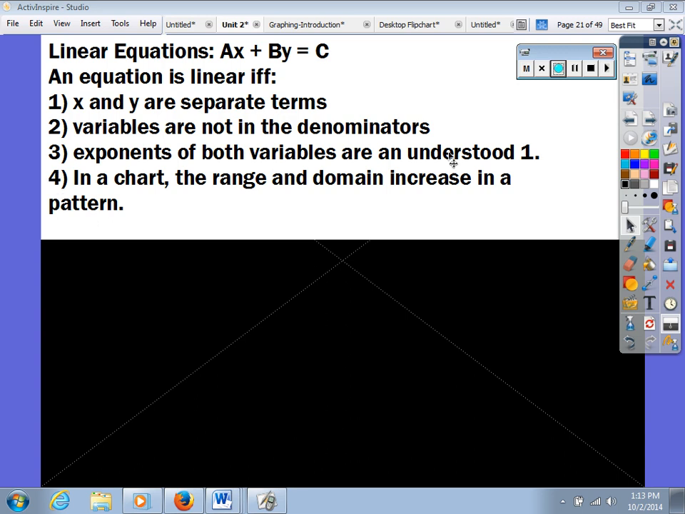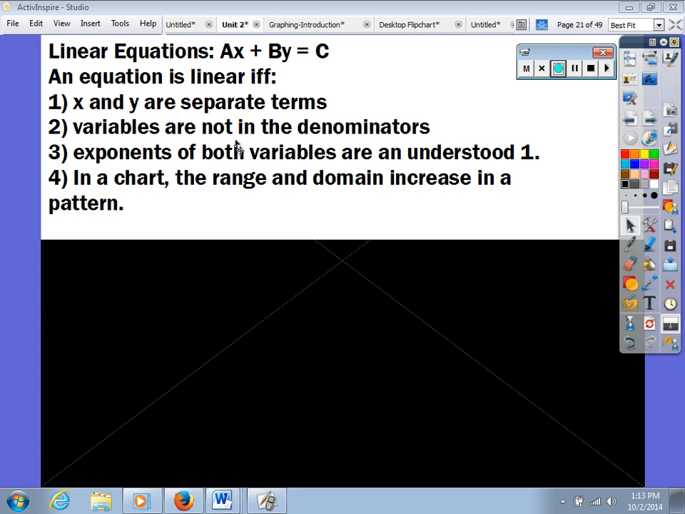And I want you to note this. Understood means kind of invisible because you understand that it's there, so we don't have to notate it because it's understood. So if you look right here, some people make the mistake by saying, well, x and y don't have an exponent. That's incorrect. They actually have an understood exponent of 1. So if you see any kind of exponents, then it's not linear.